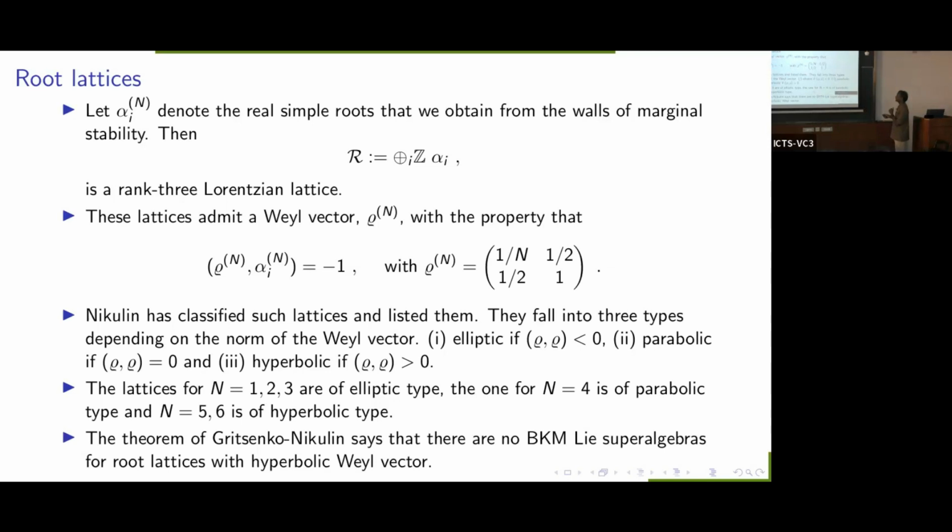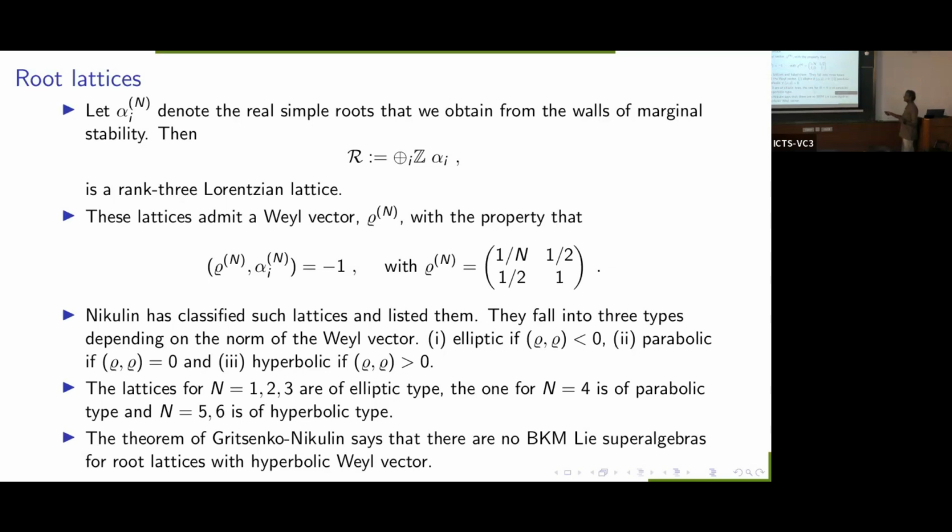And these lattices have a special property. They admit something called a Weyl vector. And so this Weyl vector for every n has this inner product. For all i, even if it's infinite, it gives -1. Okay, and rho n takes this form. So Nikulin has classified such lattices, 3-dimensional Lorentzian lattices with Weyl vector, and they fall into 3 types depending on the norm of this rho vector. It's elliptic if rho, in our norm convention, is less than 0, parabolic if it's equal to 0, and hyperbolic if rho is greater than 0.